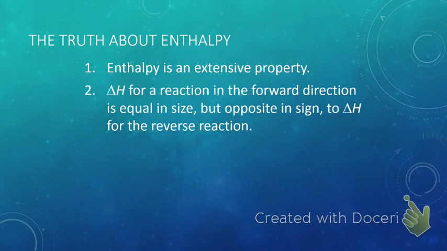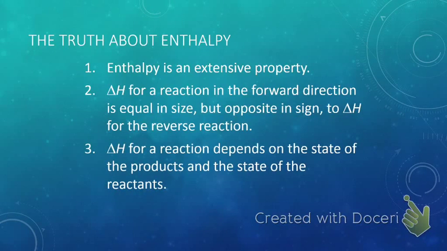The delta H for reaction in the forward direction is equal in size, but opposite in sign to the delta H for the reverse. So negative 890 kilojoules of heat are given off, but it would take positive 890 kilojoules of heat to go into the system for it to go backwards. You just have to change the sign. And that delta H for the reaction does depend upon the state of the products and the state of the reactants. A liquid would behave differently than a gas or a solid.